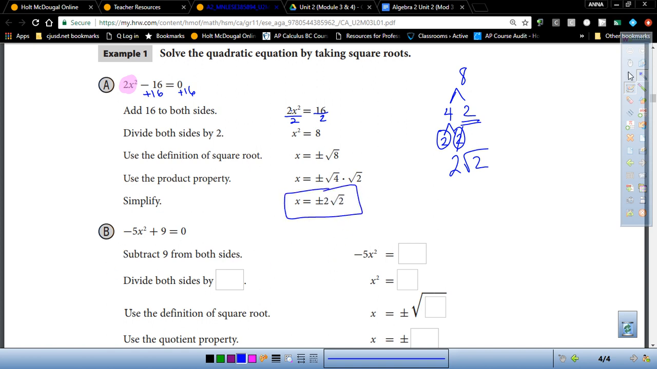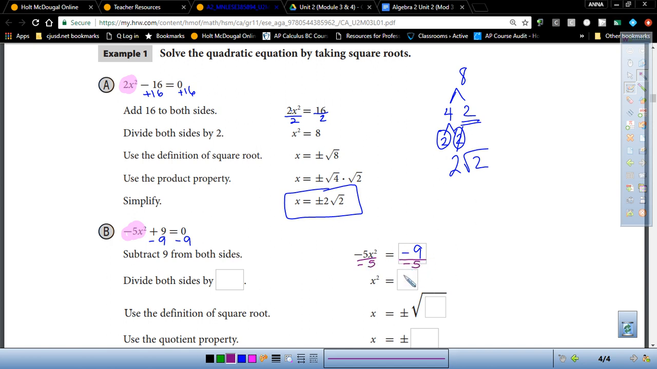Okay, so on B, I want to isolate my x squared term first. To isolate that x squared term, I subtract 9 from both sides, and I get negative 5x squared equals negative 9. I'm trying to get x squared by itself, so I divide both sides by negative 5.